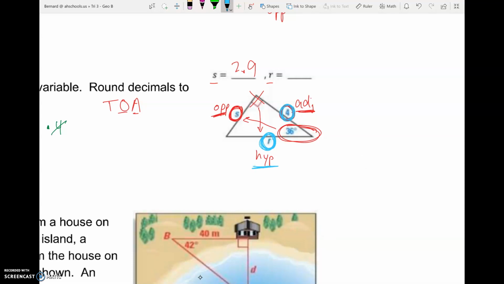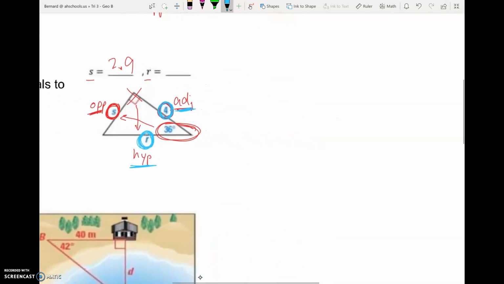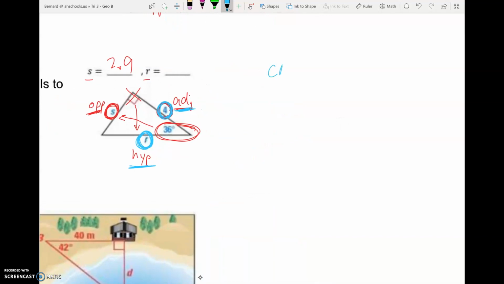So now we're going to use hypotenuse and adjacent. Adjacent and hypotenuse. I'm going to do that off to the side now. And so adjacent and hypotenuse would be the part, right? Cosine is adjacent over hypotenuse. So we'll do the cosine of our angle, 36, and that'll equal adjacent over hypotenuse. So adjacent is 4, hypotenuse is R.